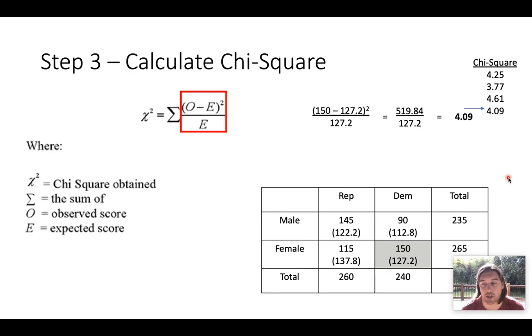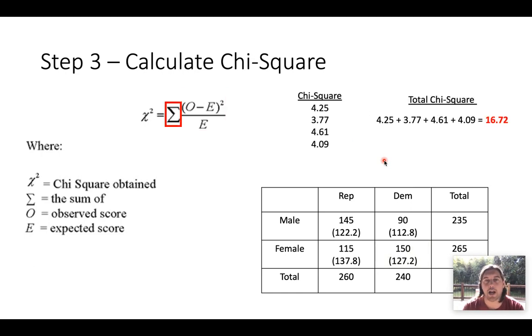So if I have a large chi-square, what that means is that my observations vary a lot from my expectations. And if my observations vary a lot from my expectations, it means that your membership in, for example, gender does impact your membership in political party. So a large chi-square means they are not independent. A small chi-square means they are independent. So we add up our 4 chi-square values, we sum them, and we get 16.72.